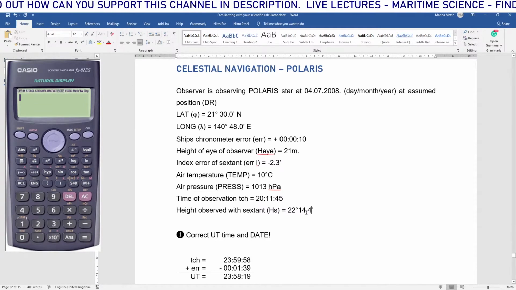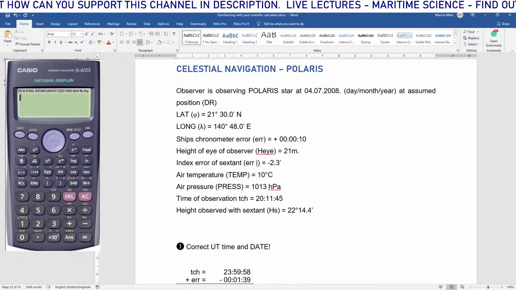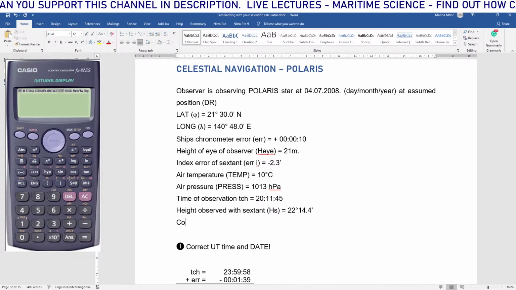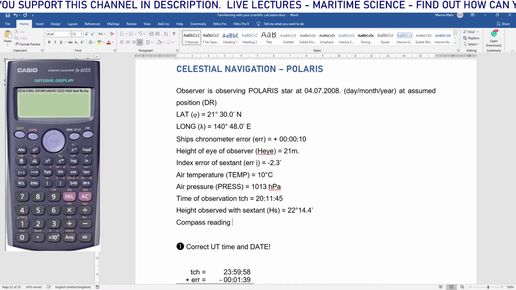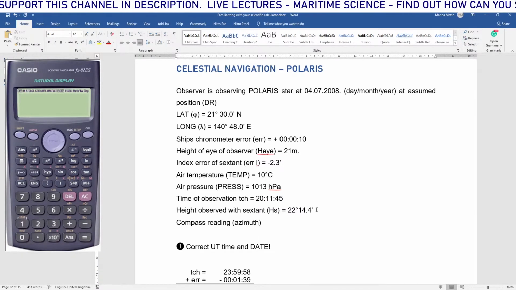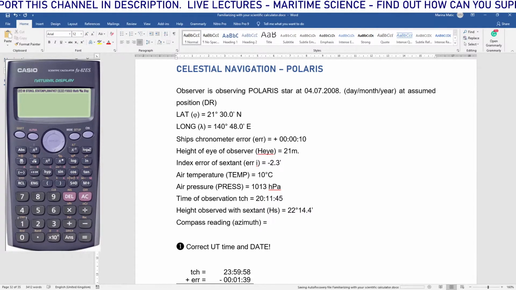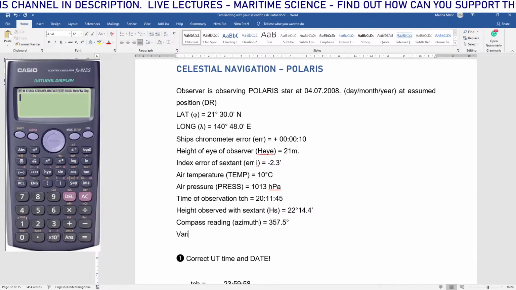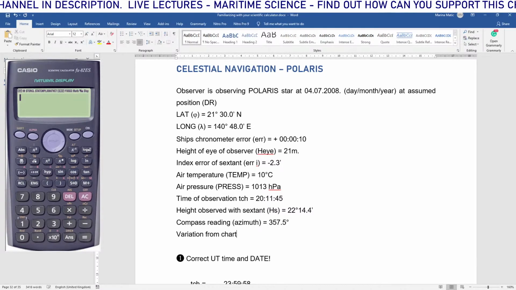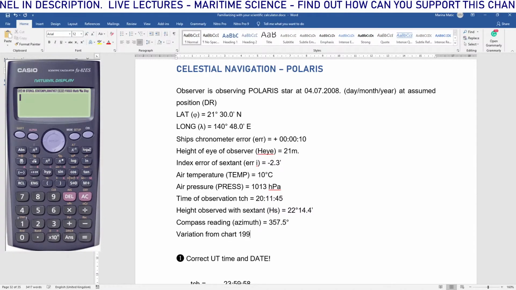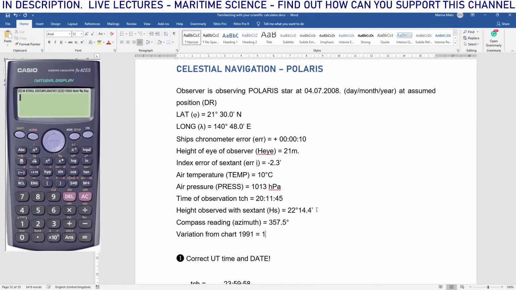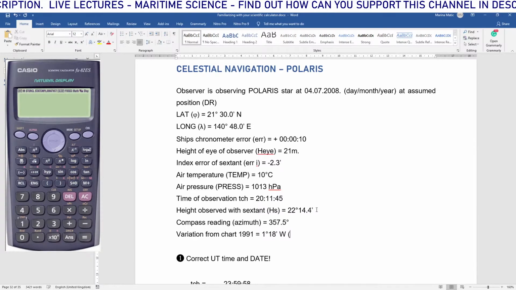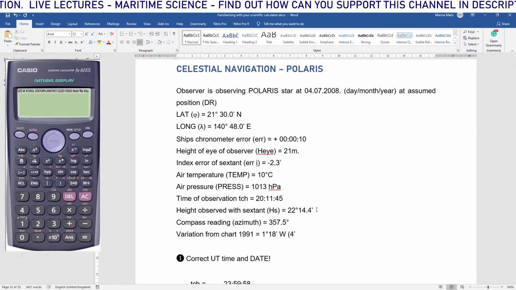Also we have another set of information, and that is that the compass reading or azimuth is 357.5 degrees, and the variation from chart, 1191, is 1 degree 18 minutes west, and the annual change is 4 minutes east.